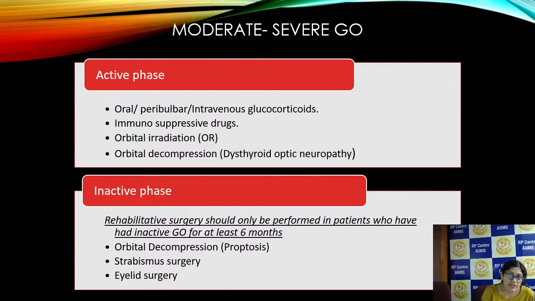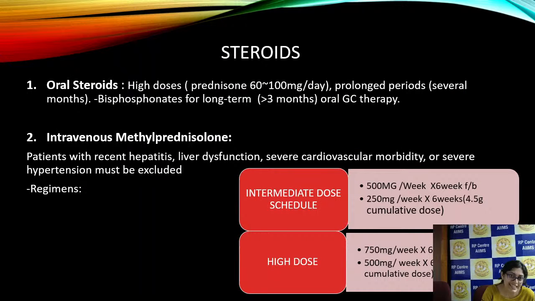In moderate to severe Graves' orbitopathy, in the active phase, we will give steroids, immunosuppression, or orbital radiation. And in the inactive phase, we go for rehabilitative surgery only after the patient has been inactive for at least 6 months. In steroids, we go for high-dose steroids, prednisolone 60 to 100 milligrams per day. It has to be given for prolonged periods, and bisphosphonates should be given if it is being given for more than 3 months to counter the risk of osteoporosis.